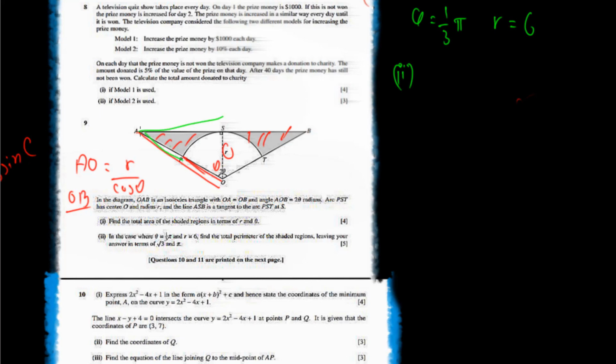Shaded region means A to S plus A to S plus S to R, multiplied by 2, because both sides have exactly the same area. We know that A to S, can we find A to S? We can find A to S by using our trigonometric rules. If we use tan, which one can we use? We have S and O, which is r. We have the hypotenuse, which is r by cos theta, right?